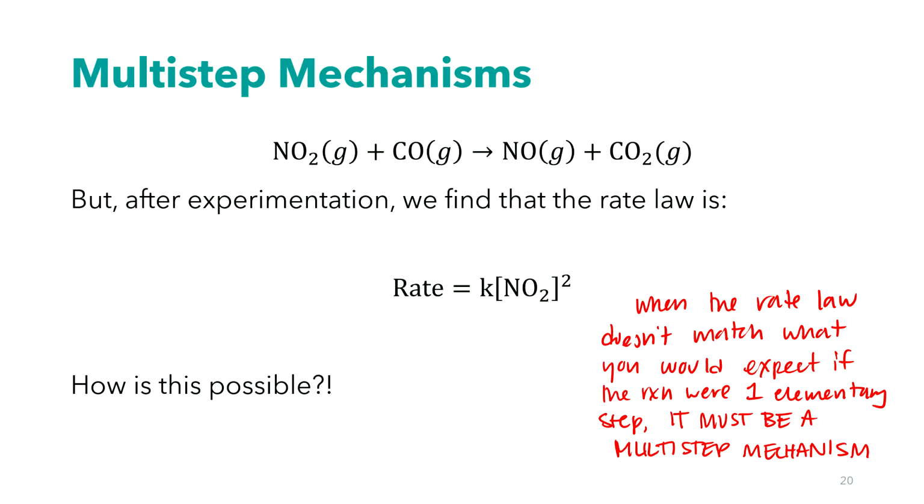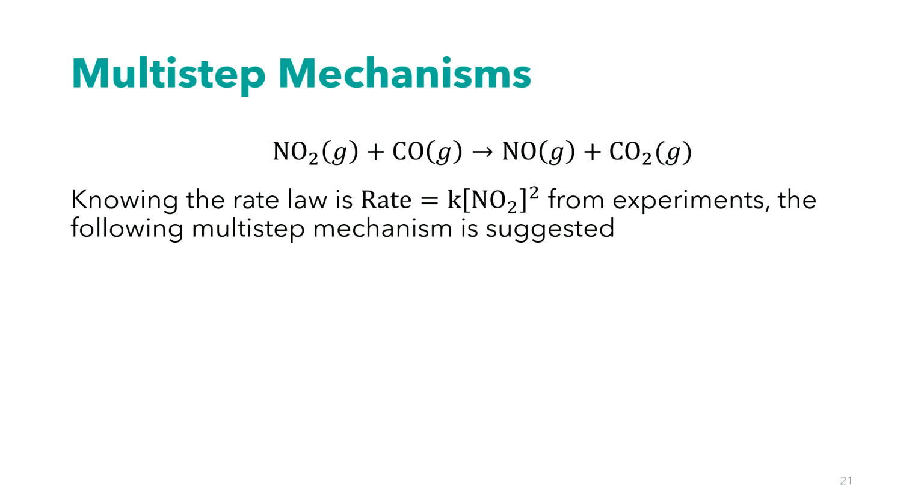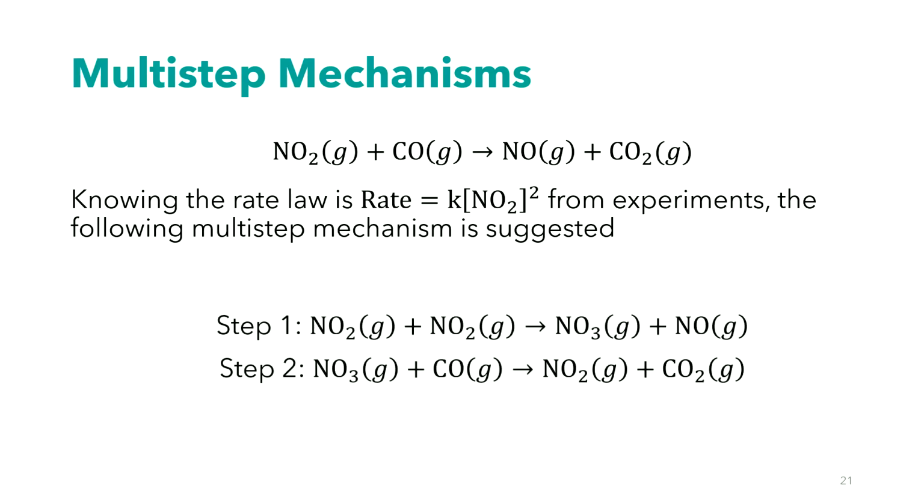So somebody else, not you all, will look at that and suggest a mechanism. They know that this is the rate law from experiment, and they say, I think this could be the mechanism. All right, so again, you do not need to create these mechanisms, but you need to be able to analyze them. So we want to be able to look at that and say, hey, is that a reasonable multi-step mechanism?